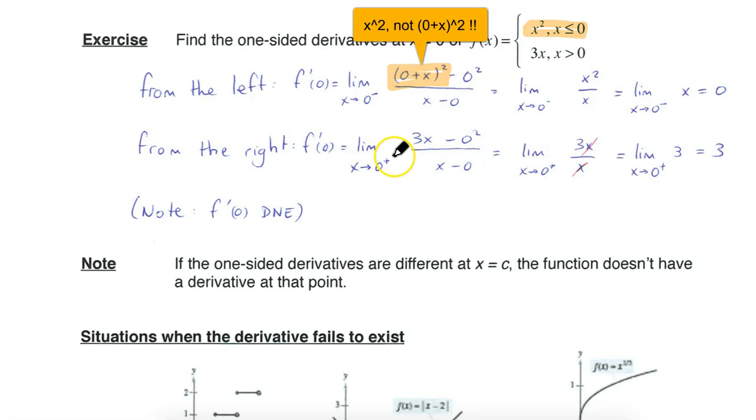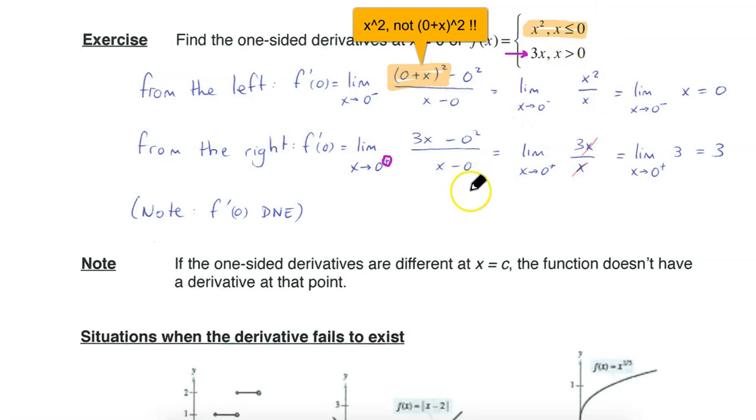If we arrive from the right side, so because of this plus here, now f of x is going to be positive. So we have to read this rule. So f of x is actually equal to 3x now. So 3x minus, this is 0 squared, because when c is 0, it's the top rule.